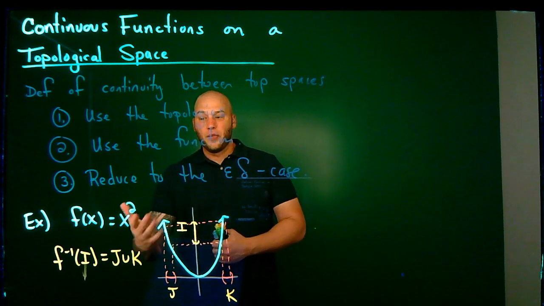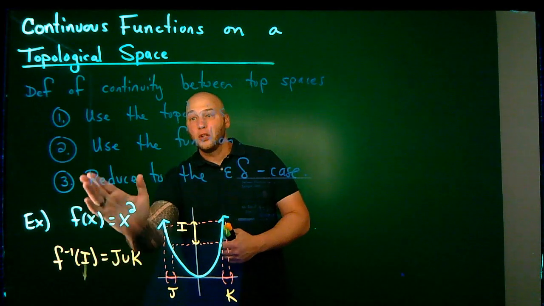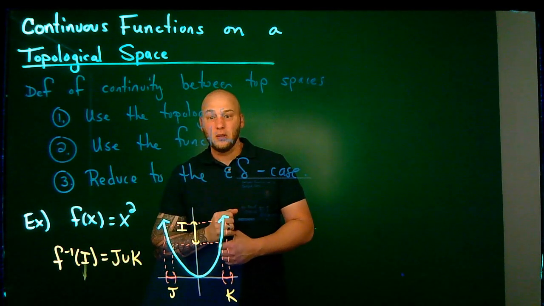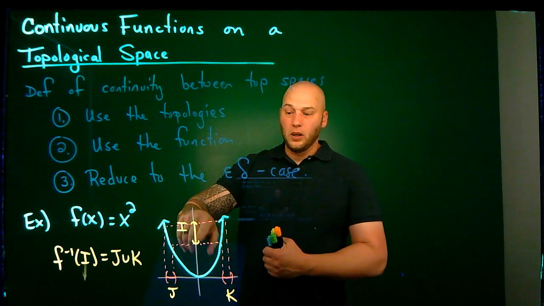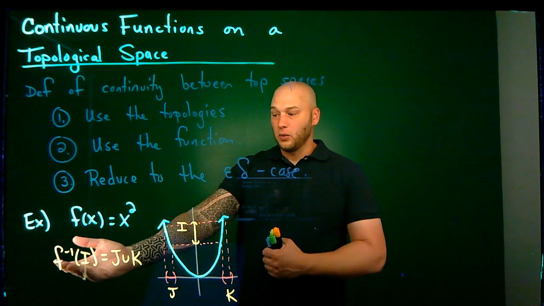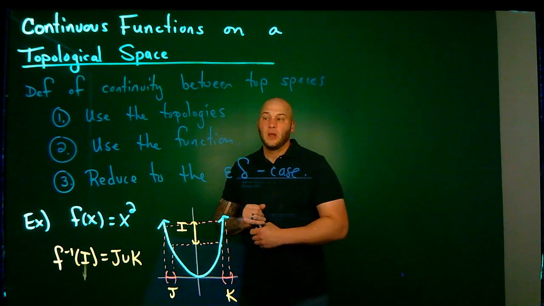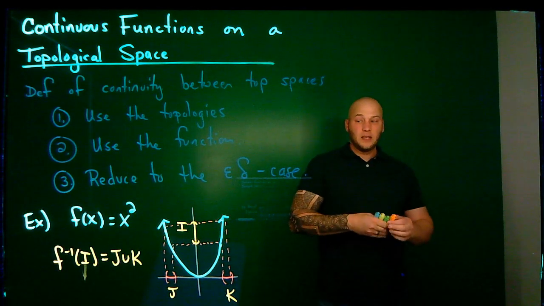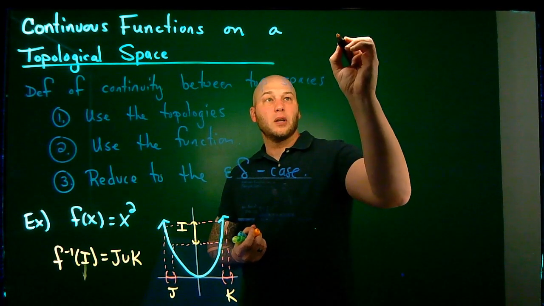Okay? This concept right here uses the topologies of the domain and the range space. In other words, open intervals in the range, open intervals in the domain. I use the function, I used f, and it does reduce down to the epsilon delta case. Therefore, let me give you the definition in a general sense of what a continuous function is.